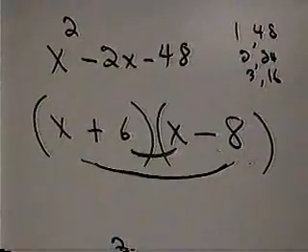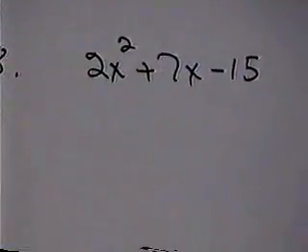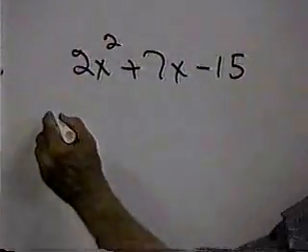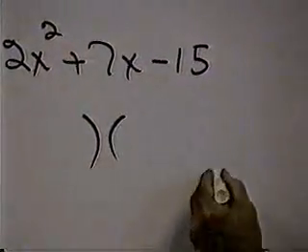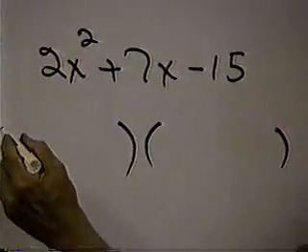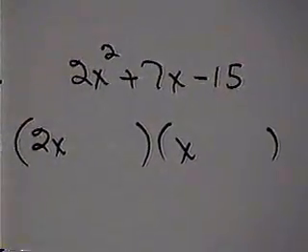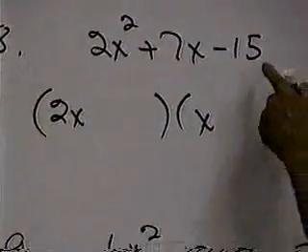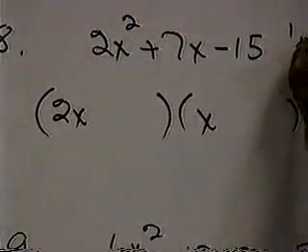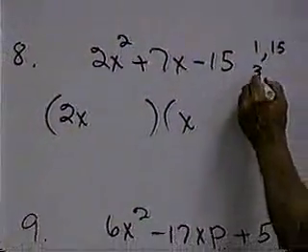All right, number 8. Okay, number 8, we now have a number in front of the x squared. So this will then be 2x and x. Now the factors of 15 are 1 and 15 and 3 and 5.